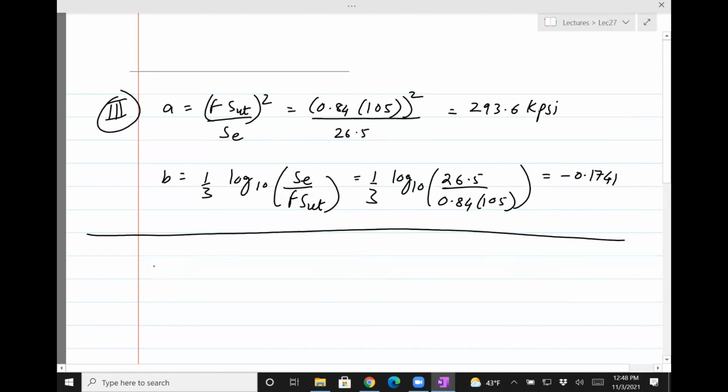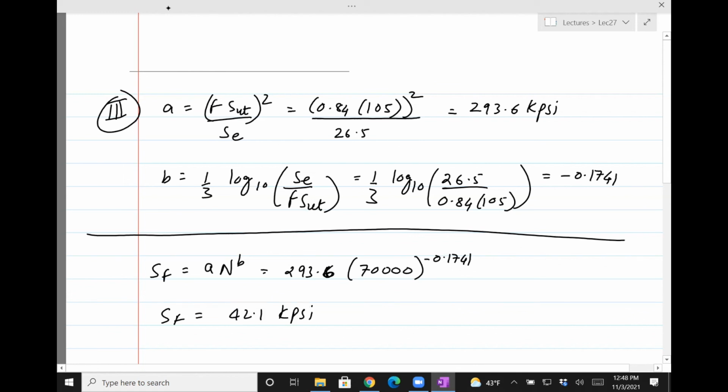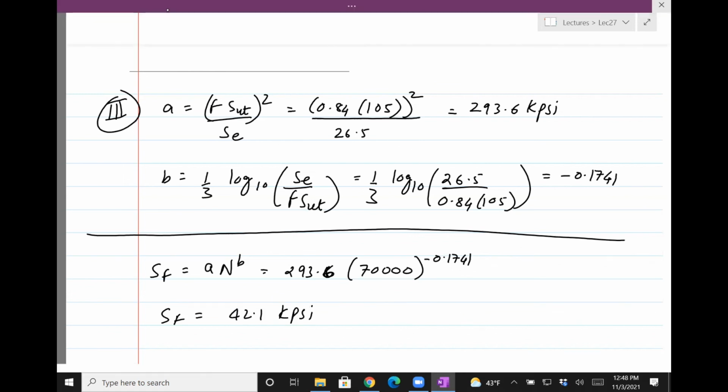Okay, so now SF, which is one of the things we asked, is A N raised to B. A is 293.6, N is 70,000, B is minus 0.1741. So SF is 42.1 kpsi. That's the answer to one part.